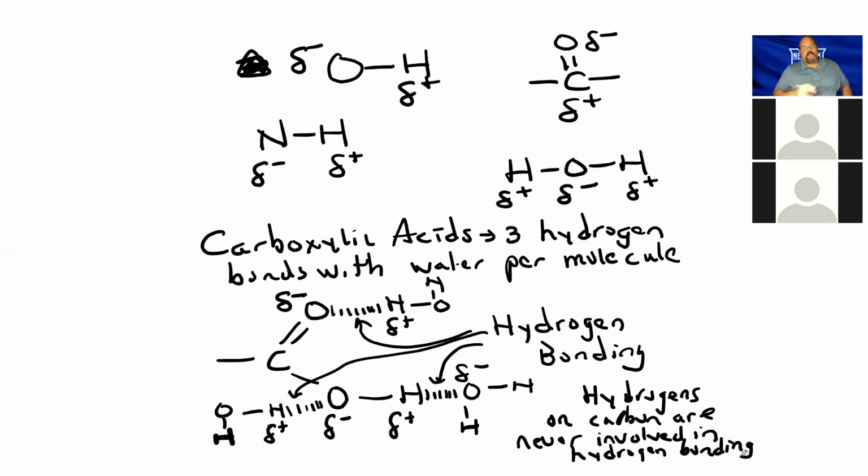Why? Because where OH and NH are polar covalent bonds, CH is a nonpolar covalent bond. And in a nonpolar covalent bond, the atoms are what? The atoms are neutral. So in a carbon to hydrogen bond, the hydrogen has no charge associated with it. It's truly neutral. So hydrogens on carbon are never involved in hydrogen bonding. Okay.